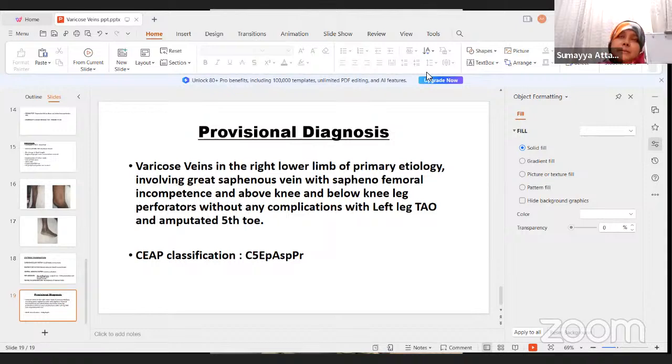What are the contraindications of sclerotherapy? Contraindications, sir. If the patient is allergic. Okay. Good.